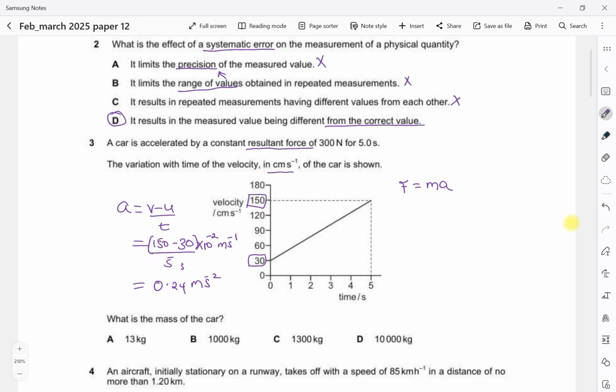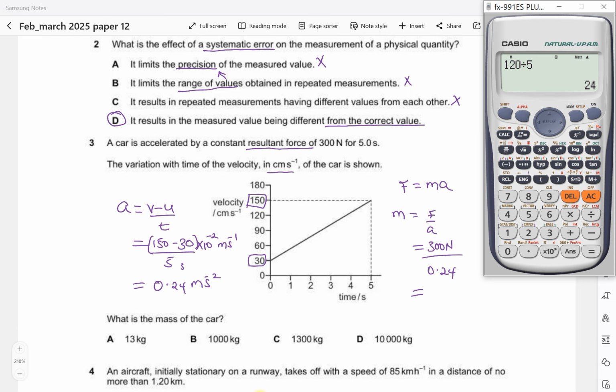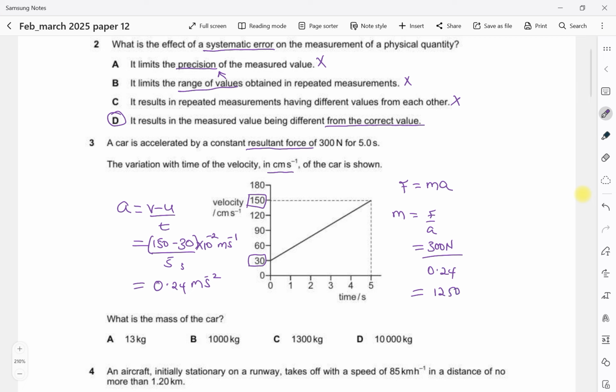So what is the mass of the car? The mass is going to be the resultant force divided by the acceleration. The resultant force is 300 newtons divided by the acceleration, which is 0.24. So this gives us 300 divided by 0.24, which is 1250 kilograms. Of course, to two significant figures, this is 1300. And therefore, the answer is going to be C.